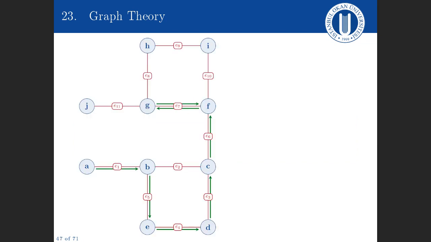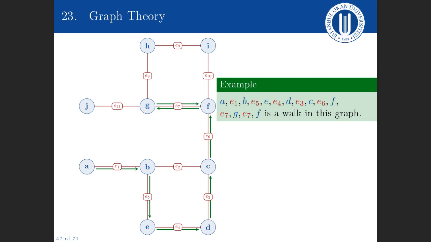So for example, look at this graph. Let's suppose we want to start at A. We go from A to B, from B to E, from E to D, up to C, to F, to G, and then back to F. We can write this walk like this. I'm starting at A, so I write A first. I use E1 to get to B. So A, E1, B, that's the first part. Use E5 to get to E. So that's this part. I'm going to use E4 to get to D. So I write E4D and so on. This is a walk in this graph.